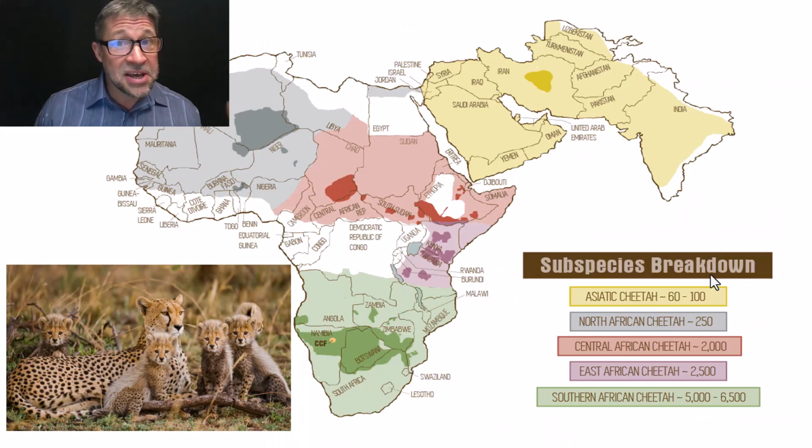Cheetahs are the textbook example of the bottleneck effect. So, at the end of the last ice age, the Pleistocene, about 10,000 years ago, cheetahs almost blinked out. They almost went extinct. Today, even though they have numerically rebounded, cheetahs have very low genetic variability.